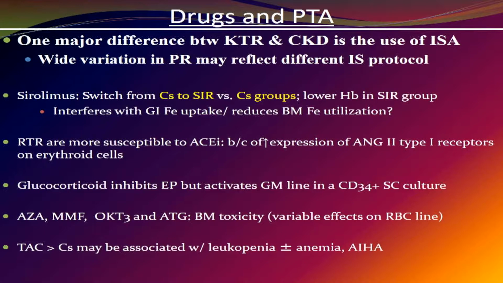Retrospective studies show renal transplant recipients tend to be more susceptible to ACE inhibitors. And the reason for this is that there is increased expression of angiotensin II type 1 receptors on erythroid cells. We do know that azathioprine, MMF, OKT3, and ATG all cause bone marrow toxicity or variable effects on the red blood cell line.